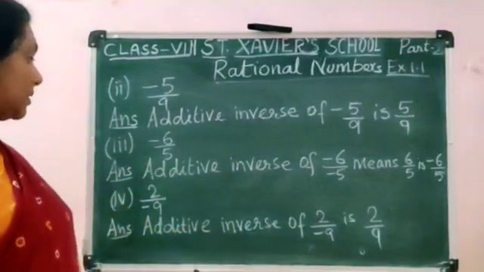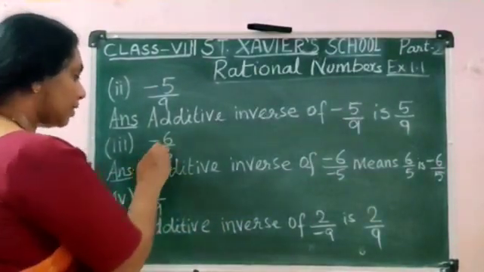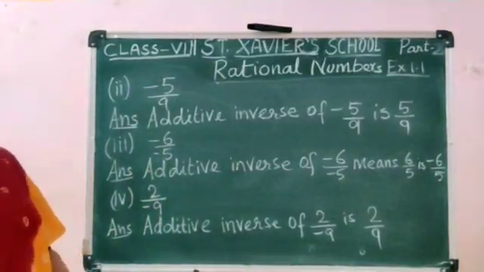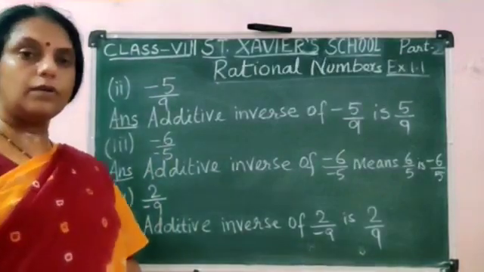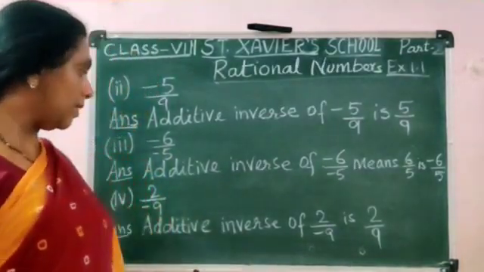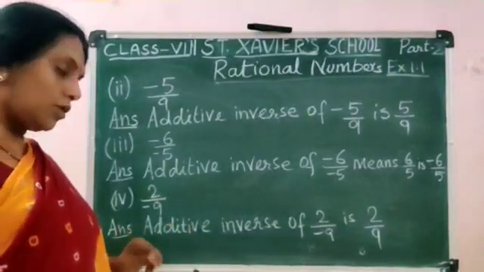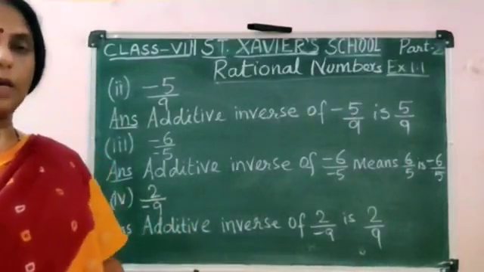The third one is minus 6 by minus 5. Both are having minus, so minus and minus get simplified and your number is 6 by 5. So the additive inverse of 6 by 5 is minus 6 by 5. The fourth one is 2 by minus 9. So the additive inverse of 2 by minus 9 is 2 by 9.